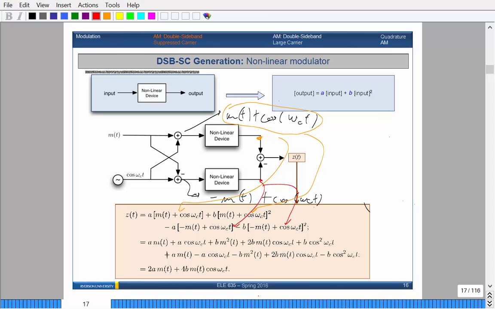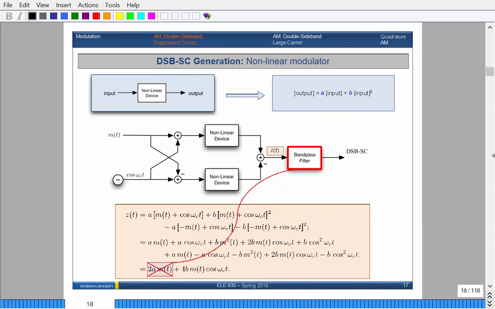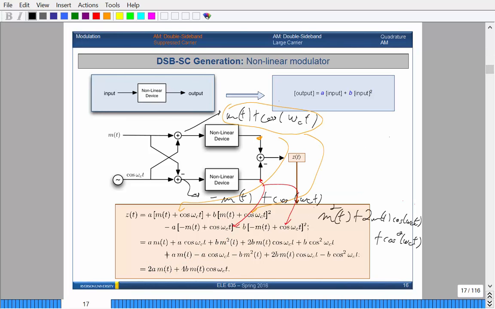Okay? So when you expand this out, you'll have m of t squared, plus 2 m of t cos omega ct, and then plus cos squared omega ct. Okay, so that's what happens when you multiply it out, and that's what's happening over here. So this guy expanded is over here, all right? And this guy expanded is over here.